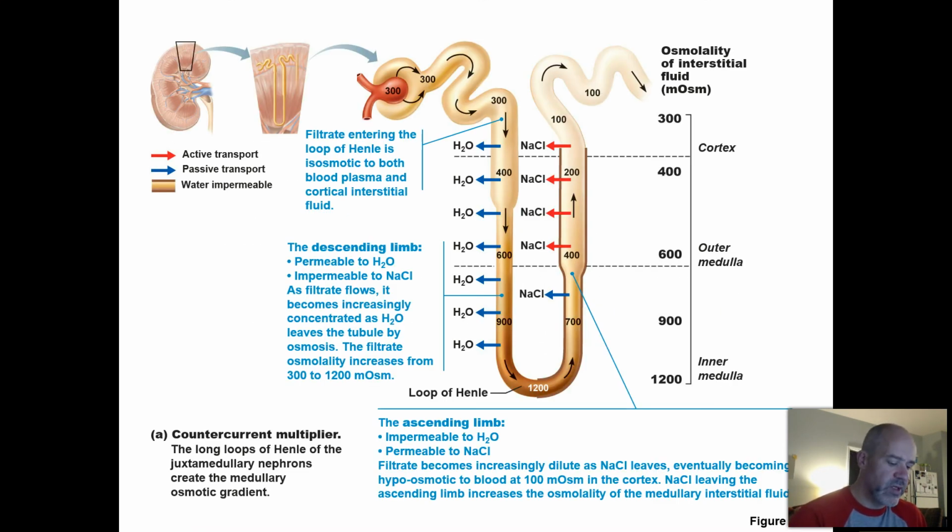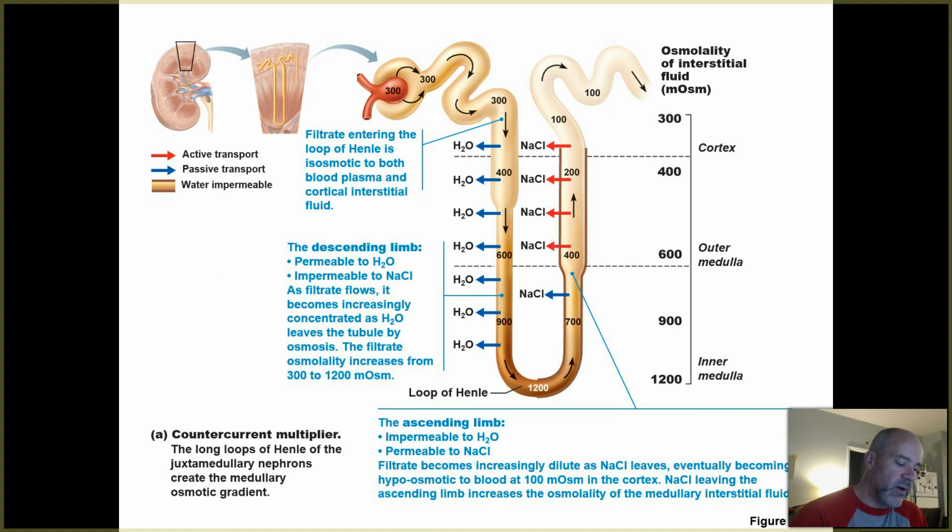Here's a diagram from your textbook which is showing you this, and it shows the numbers involved. All right, so the solute concentration of the filtrate after it comes out of the glomerular capsule is 300. That's the typical solute concentration in your blood and your extracellular fluids as well. That's normal body fluid solute concentration. And in these juxtamedullary nephrons, that fluid starts heading down, as they're showing you here, down the descending arm of the loop. And that portion is permeable to water, but not to sodium and chloride ions. The sodium and chloride ions stay inside the filtrate.